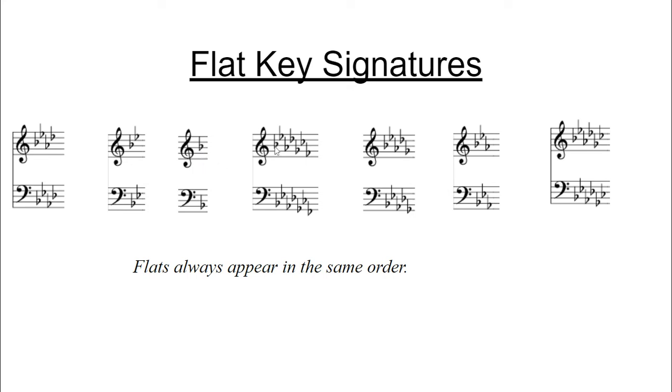Always start with B. We have 7 flats, so it's all 7 flats in that order: B flat, E flat, A flat, D flat, G flat, C flat, and F flat. Battle Ends And Down Goes Charles' Father. 5 flats: B flat, E flat, A flat, D flat, G flat. Battle Ends And Down Goes. 3 flats and so forth. And there's 6 flats on the end.